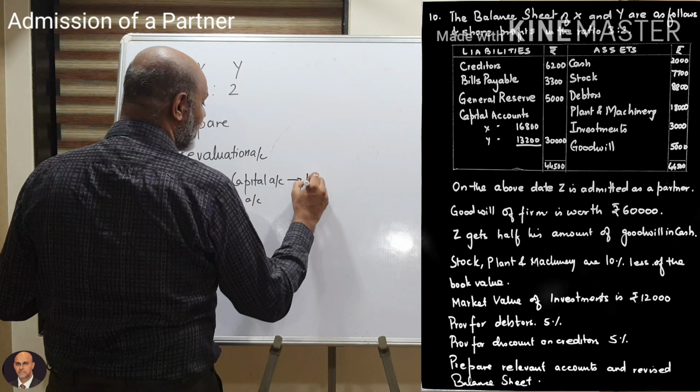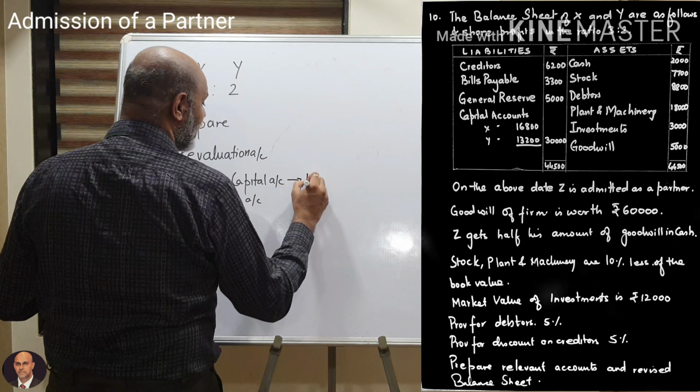And of course, only for goodwill you use the sacrifice ratio. Otherwise, for other things, you will use the old ratio only. So 3:2. This is 5,000. So the division is easy, 3,000 and 2,000 respectively. Fine. So this is general reserve for you.